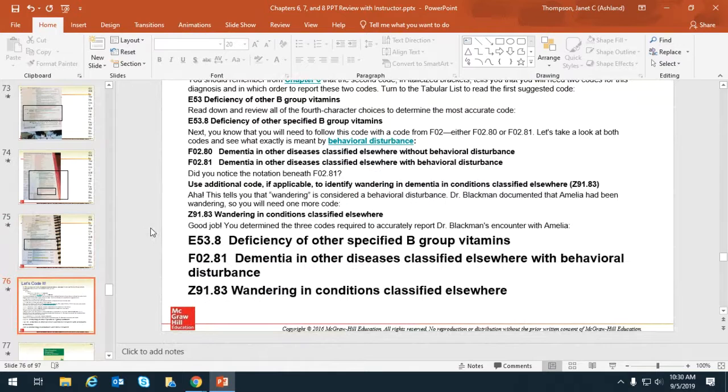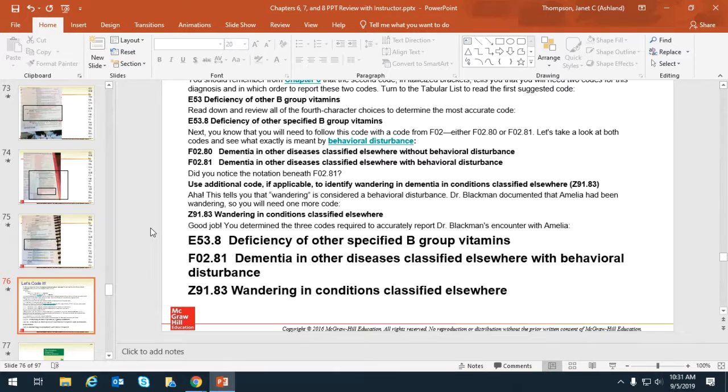The index showed we had the two codes at the beginning, E53.8 and F02, and then the notation on the F02 category advised us if there's wandering, use an additional code. So if for research purposes, we want to see how prevalent these conditions are, if there's a cause and effect.